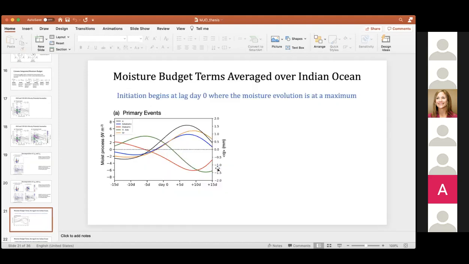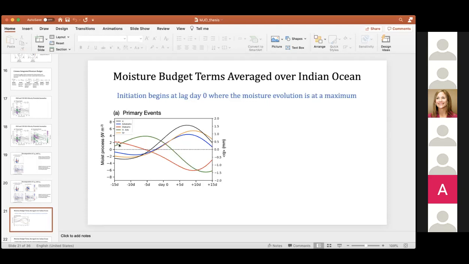So moving on to our results in the moisture budget terms. To give an easier picture of what these look like, we average them over the Indian Ocean, which again is from 10 north to 10 south, 60 to 100 degrees longitude. And we're looking at primary events first. To get you acquainted with the graph, it goes from lag day -15 on the left, where lag day 0 is in the middle, all the way to lag day +15 on the right. What we have plotted here are all of our terms, and in black is our moisture anomalies, which are Q.